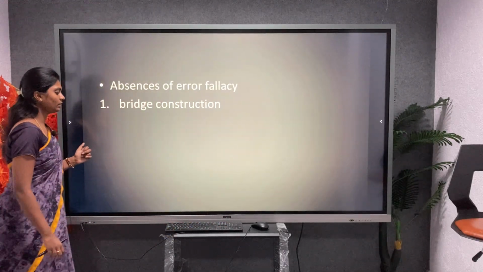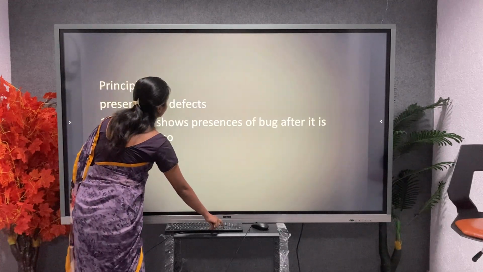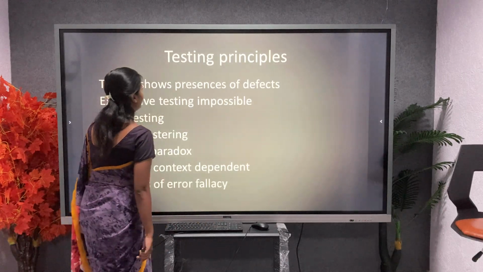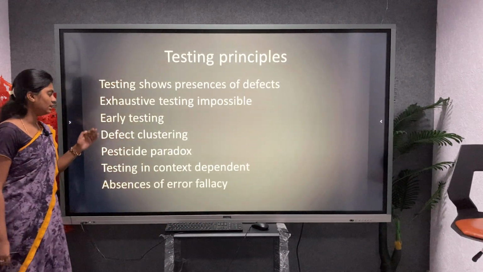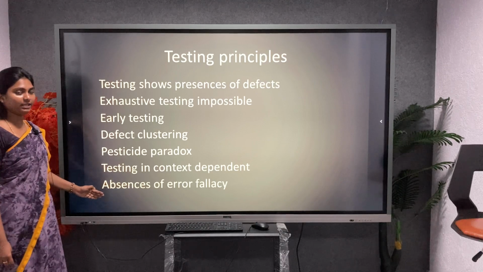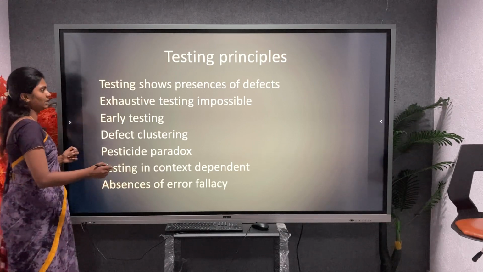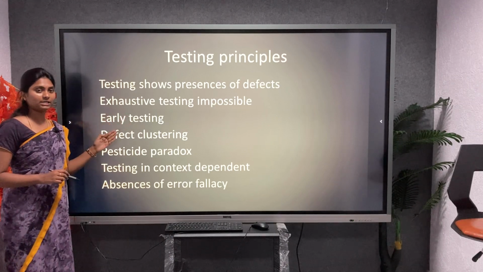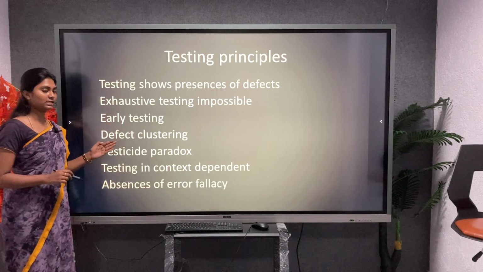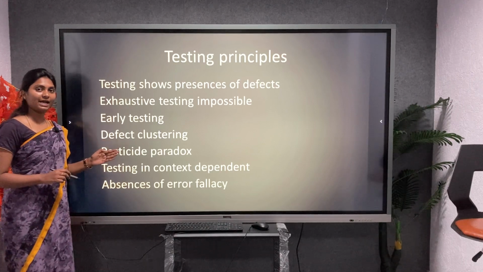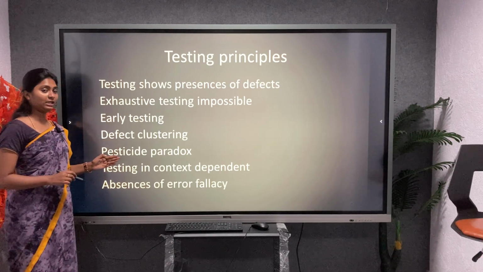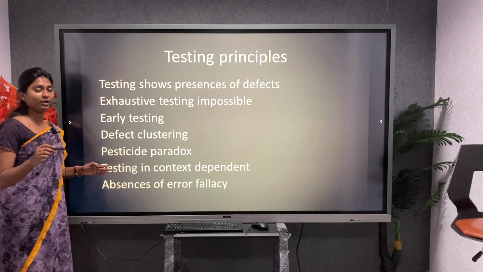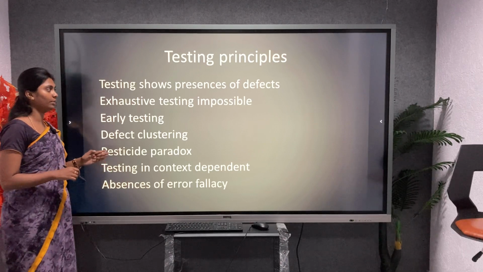Coming to the next one, I will talk about the principles which define testing. There are 7 principles I will define in this testing: the presence of defects, exhaustive testing is impossible, early testing, defect clustering, pesticide paradox, testing is context dependent, and absence of error fallacy. In this one word I will give a clear view of our testing.